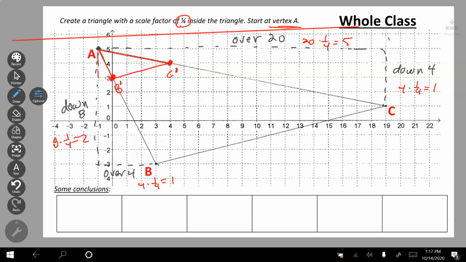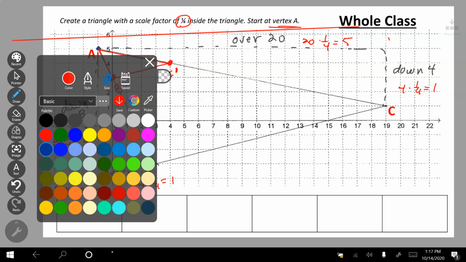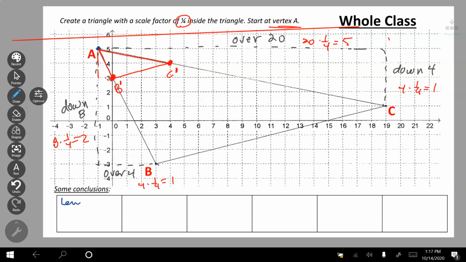So let's look to see what we got going. The one thing I do know, let's make some conclusions, is for length, AB prime is equal to 1/4 the length of AB. It's 1/4 the size. Again, for length, I have AC prime is equal to 1/4 the length of AC. And then this other side right here, I have B prime C prime is also 1/4 of that long side BC, this long side here at the bottom.